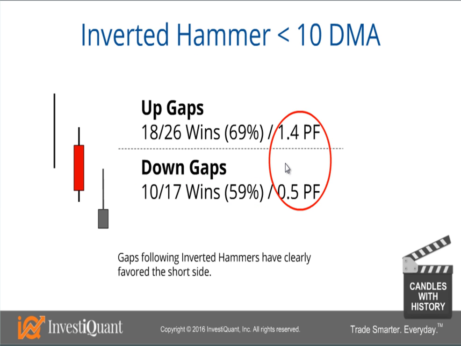Inverted hammer, that is a weak setup. So if you're below the 10-day moving average, you get an inverted hammer, and you get a gap up, that's a gift. You ought to consider shorting it.